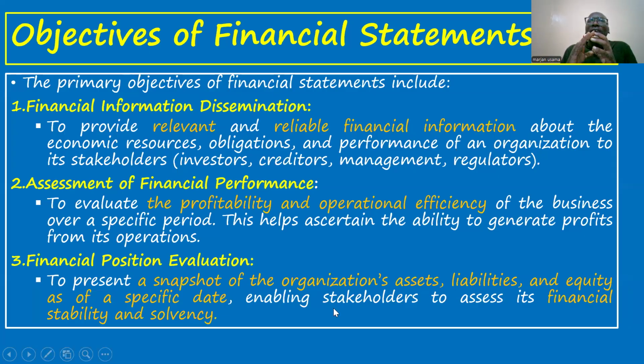So to present a snapshot of the organization's assets, liabilities, and equity as of a specific date, enabling stakeholders to assess its financial stability and solvency. So it gives us a summary of what assets we have, what liabilities, and what capital or equity we have at a specific date. And this will enable the stakeholders to assess the financial health or stability and solvency. When you are talking about solvency, it is the opposite of liquidity. Liquidity is, do we have enough money to meet the short-term obligation? On the contrary, solvency is, do we have enough money to pay our long-term obligation?